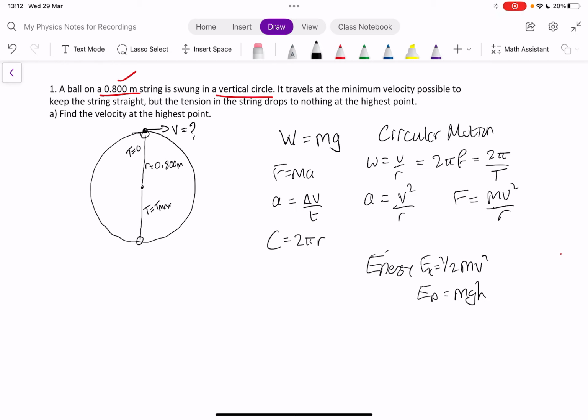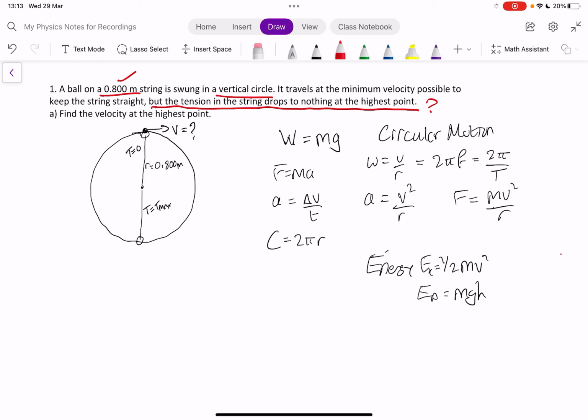Okay, so let's try a few methods. I think I'm clear about the information. Maybe there's just one more thing that's bugging me: the tension drops to 0 at the highest point. If I don't know what that means, I could launch into the question, but this is clearly important. What does that mean? When an object's moving in a circle, it needs a centripetal force or a centripetal acceleration. Now, that will be provided by the tension in the string.